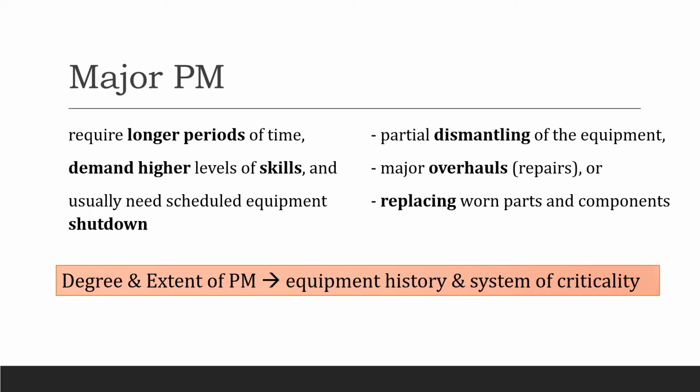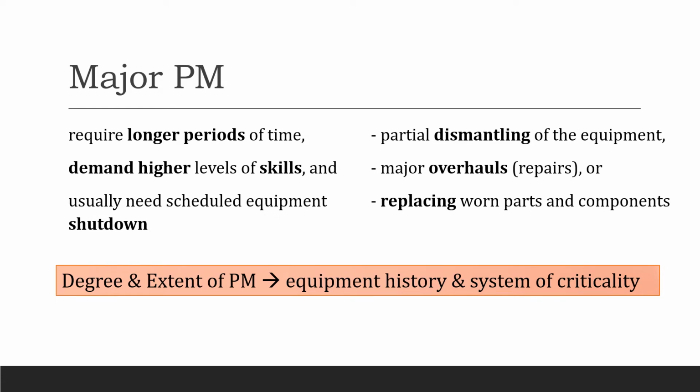And it usually needs a scheduled equipment shutdown, because you've got to take a good look at it. Therefore, you can't run the equipment. You have to shut it down to do that kind of maintenance, major PM. It involves partial dismantling of the equipment, major overhaul or repairs, or replacing worn out parts and components. So that takes a little bit longer. We call that major preventive maintenance, so degree and extent is what we're looking at.